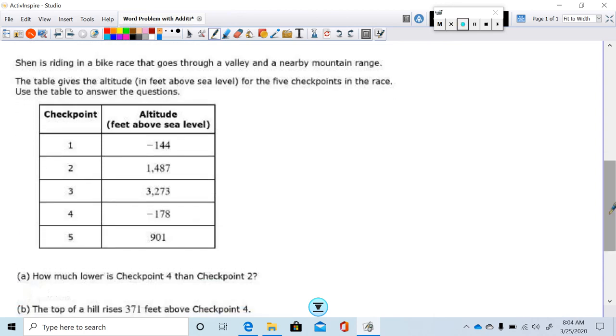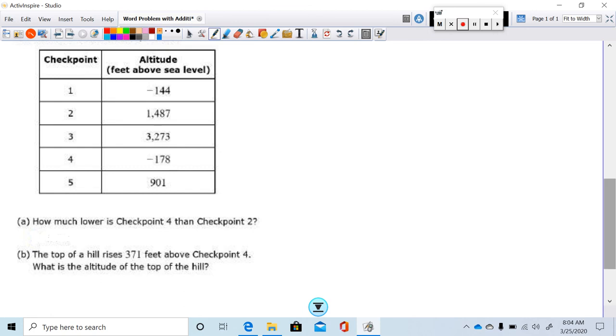Shen is riding in a bike race that goes through a valley and a nearby mountain range. The table gives the altitude in feet above sea level for the 5 checkpoints in the race. Use the table to answer the questions. How much lower is checkpoint 4 than checkpoint 2? Even though it's not a temperature problem, I'm going to make it look like one because it's easier for me to visualize that. Checkpoint 4 is negative 178. That's down here. Sorry, that's a negative. And checkpoint 2 is 1,487, and that's positive, so it's above 0.